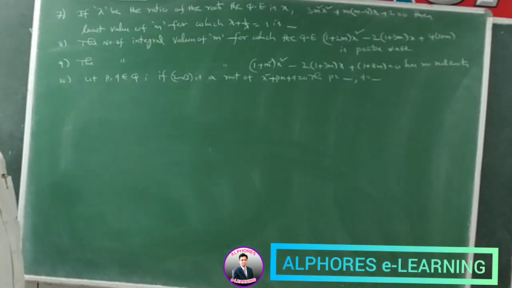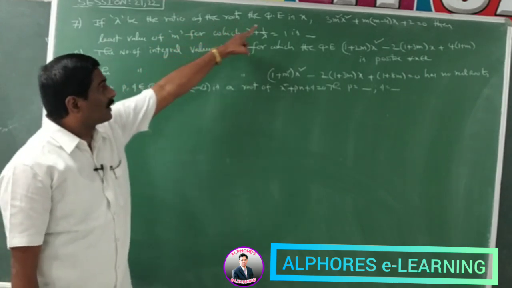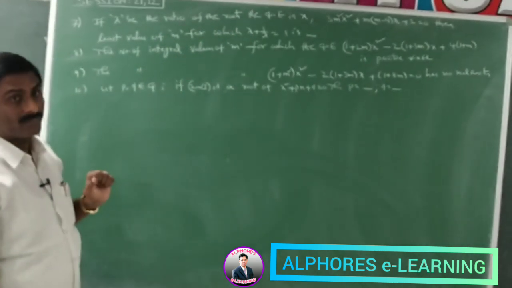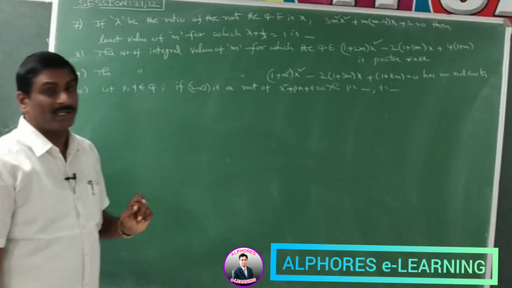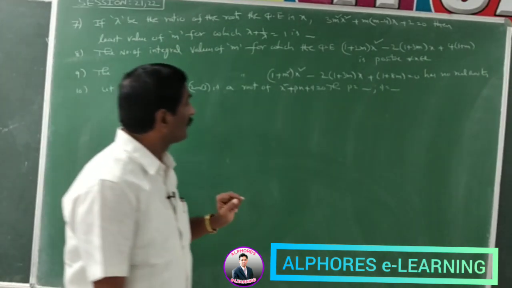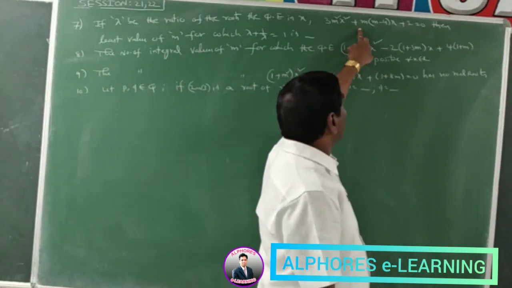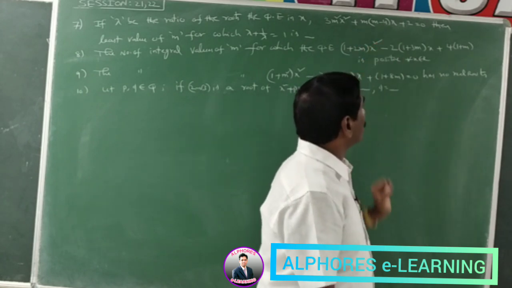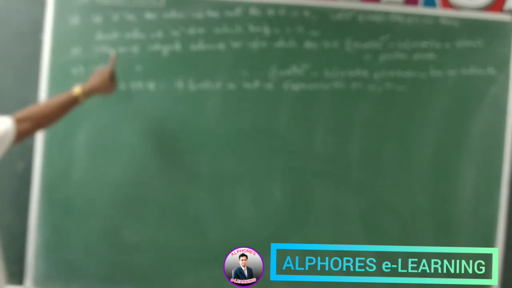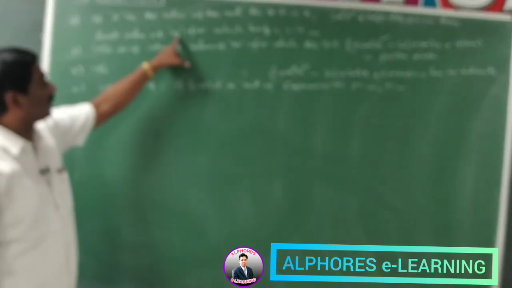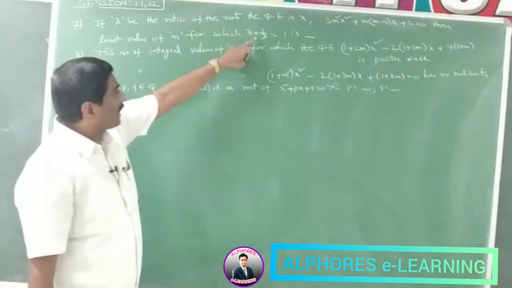Seventh question. If lambda be the ratio of the roots of the quadratic equation in x, that equation is 3m square x square plus m of m minus 4 into x plus 2 is equal to 0. Then the least value of m for which lambda plus 1 by lambda is equal to 1 is dash.